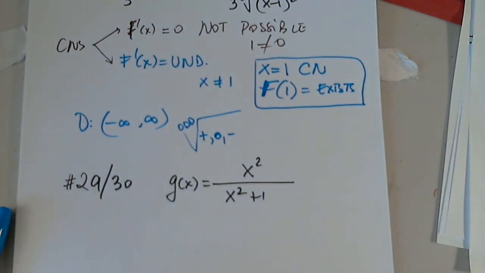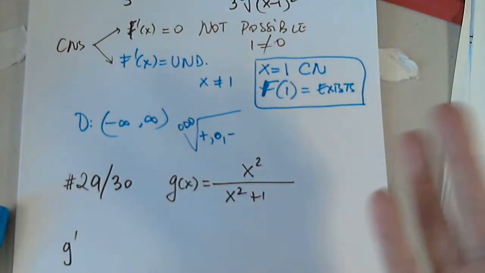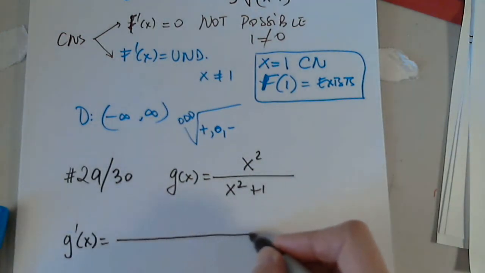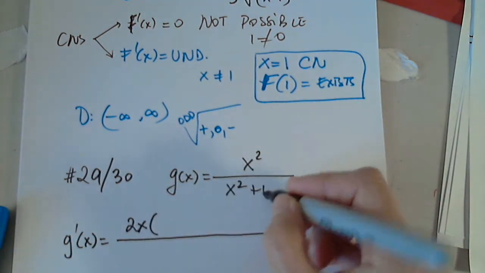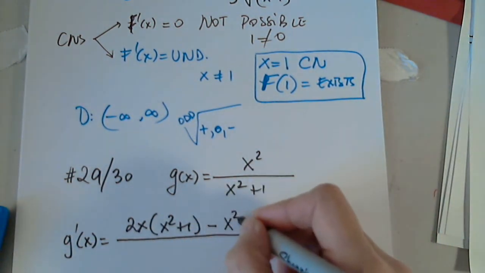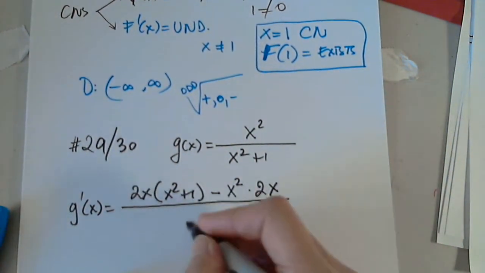Perfect. So again, I have to determine g prime. Same question, find the critical numbers if they exist. So g prime of x: top function prime, multiplied by the denominator, minus top function times the denominator prime, over the denominator squared.